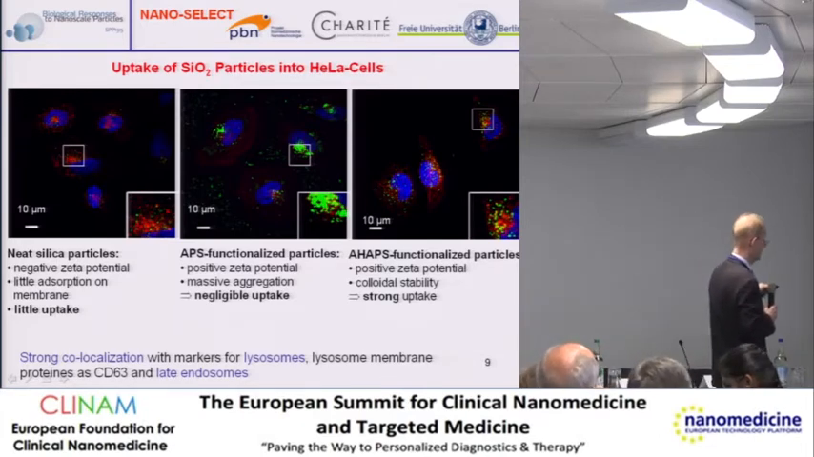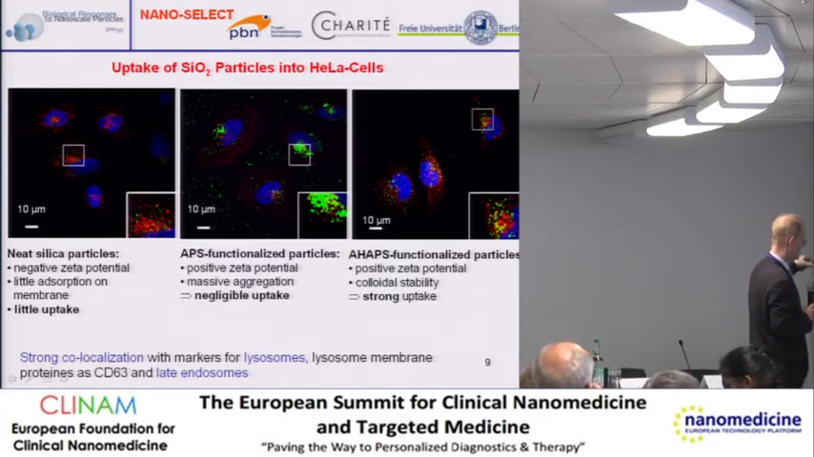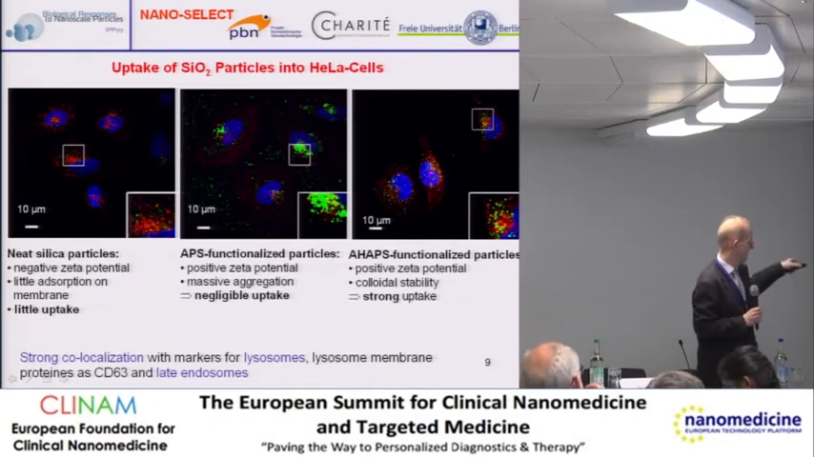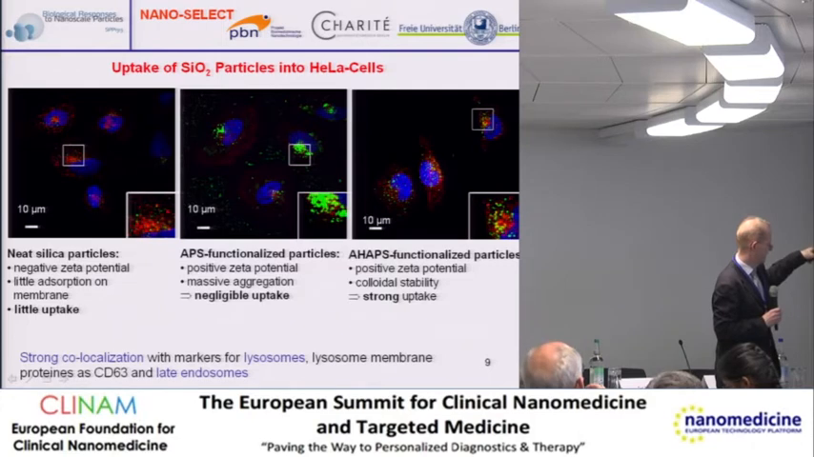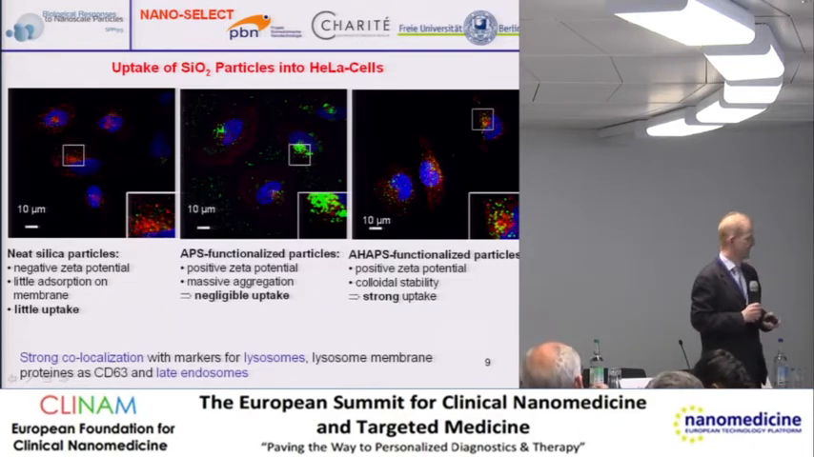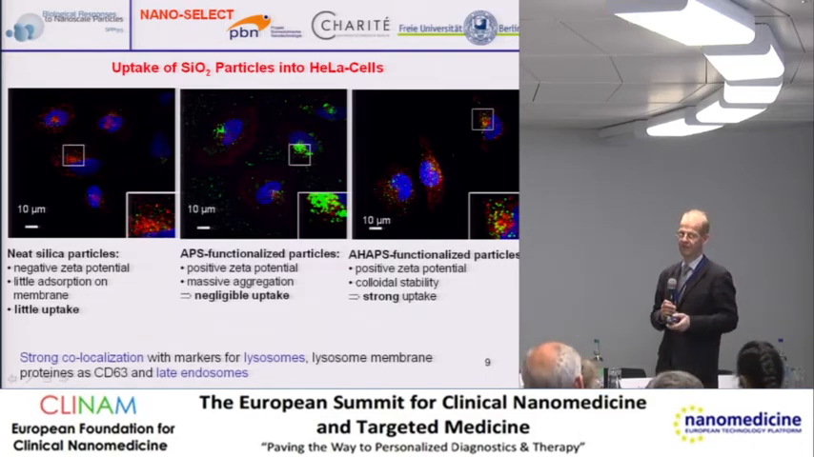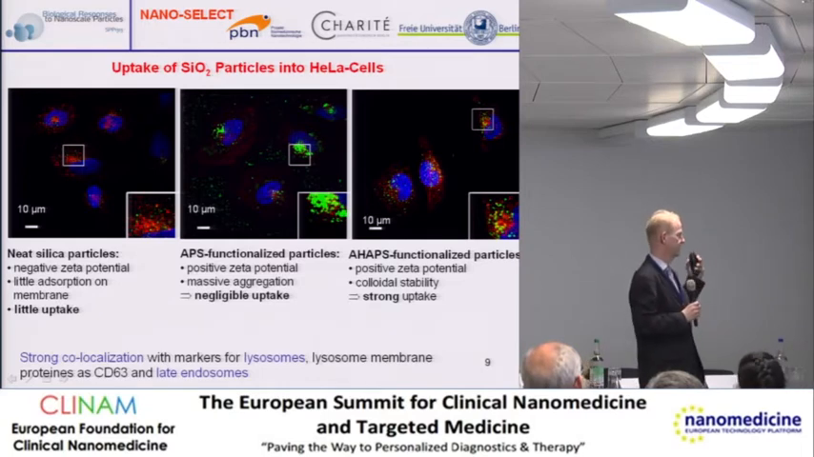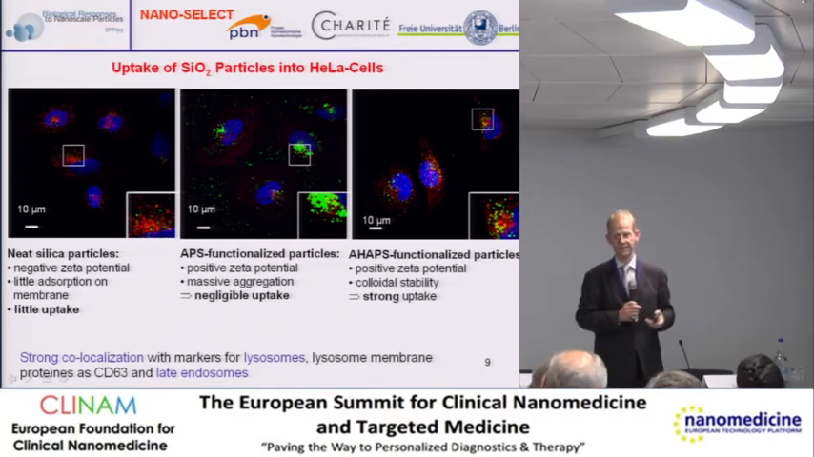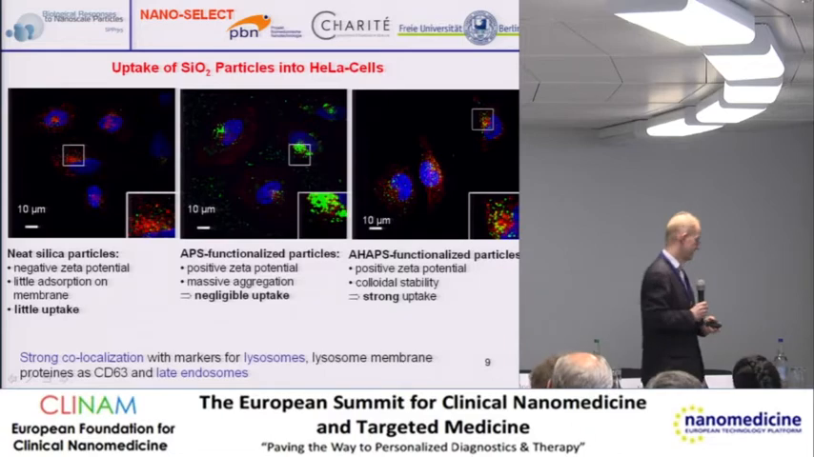These were HeLa cells. And finally, these APS functionalized particles that do not aggregate. Here you see that there is uptake. You can see this in colocalization studies, and further experiments indicated that they end up in lysosomes or late endosomes.